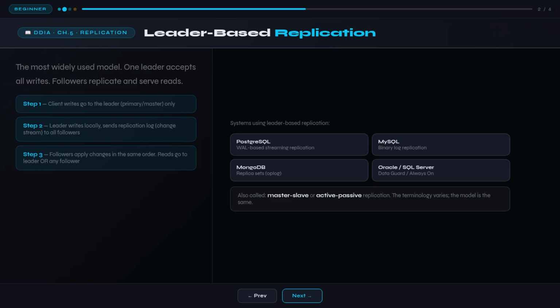Here's how it works. One replica is designated the leader, also called the primary or master. All writes go to the leader first. The leader writes the new data to its local storage and simultaneously sends a replication log, sometimes called a change stream, to all the followers, also called replicas, secondaries, or slaves. Each follower receives the replication log and applies the same writes in the same order as the leader did. The followers' local copies of the database are now updated to reflect the write.